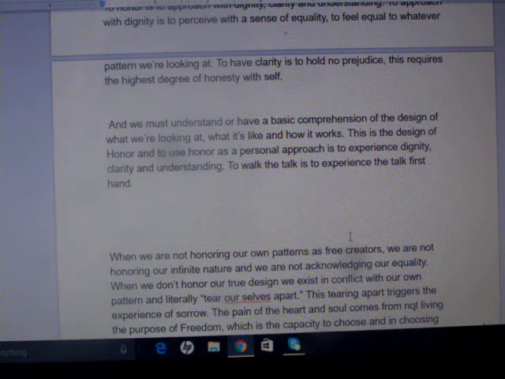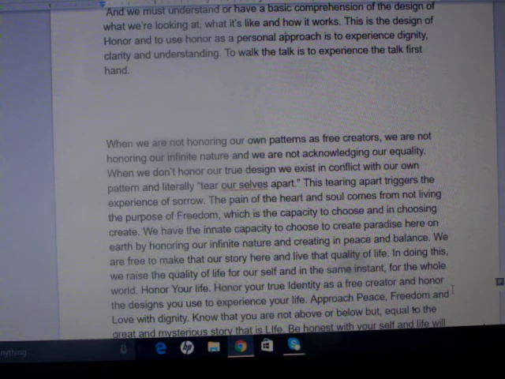This is the design of honor. And to use honor as a personal approach is to experience dignity, clarity, and understanding. To walk the talk is to experience the talk firsthand. When we are not honoring our own patterns as free creators, we are not honoring our infinite nature, and we are not acknowledging our equality. When we don't honor our true design, we exist in conflict with our own pattern and literally tear ourselves apart.